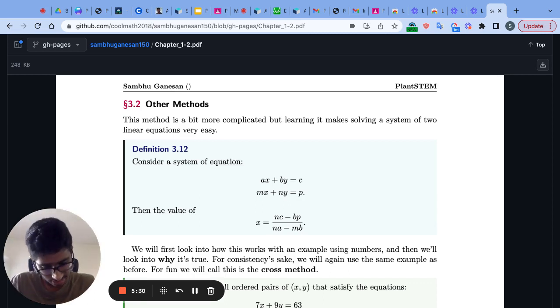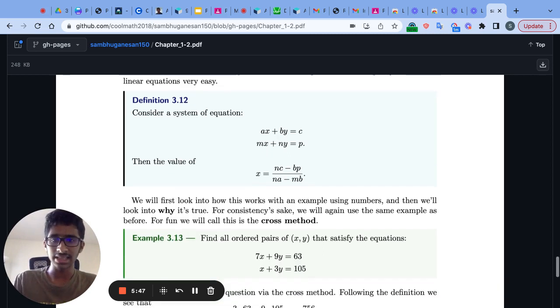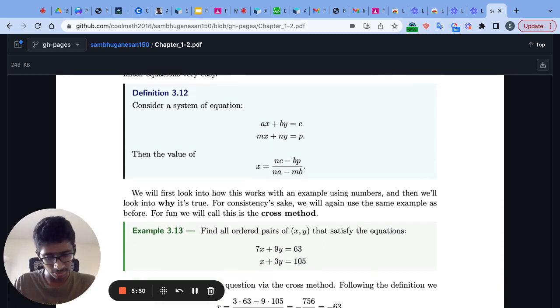You could say that, by some formula which we will prove, x equals nc minus bp over na minus mb. This is not required for you to know, but it's a nice way to understand it. We can call this the cross method, because essentially you're taking the nc cross and the bp cross and subtracting them, and then taking the na cross and the mb cross and subtracting them.